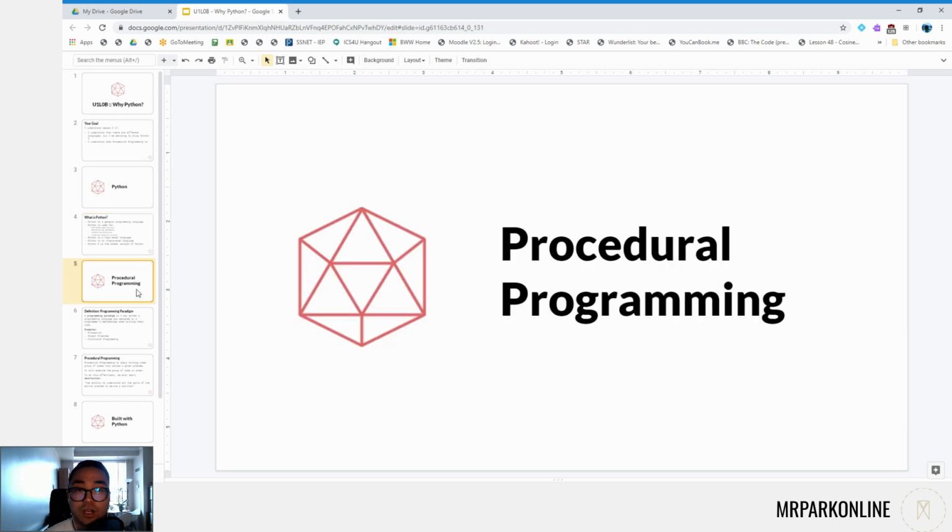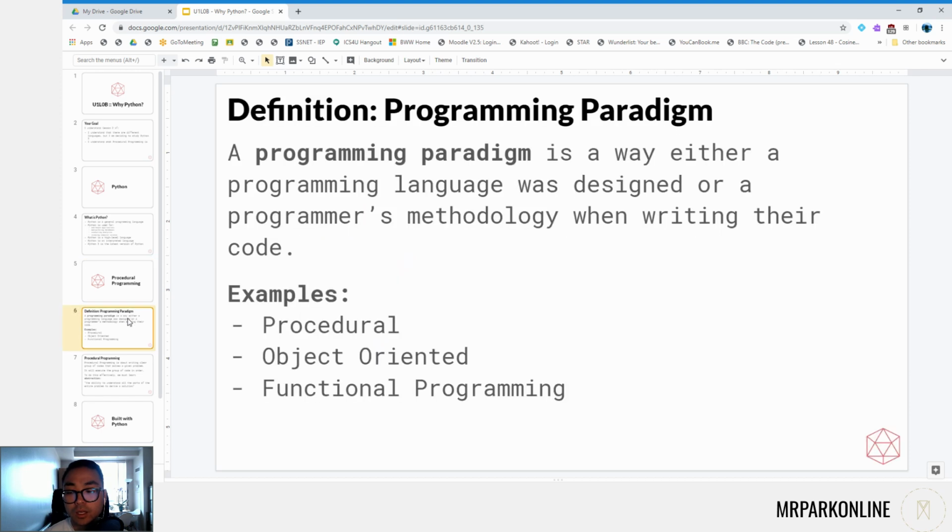Next, let's talk about procedural programming. Before we define what procedural programming is, we're going to be looking at the definition of programming paradigm. A programming paradigm is the way a programming language is designed or a programmer's methodology when writing their code. And there are multiple programming paradigms, such as procedural, which we will be learning this year, object-oriented, and functional programming, which we learn later on.